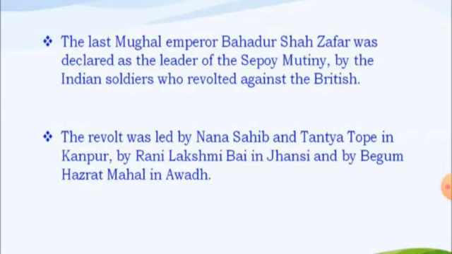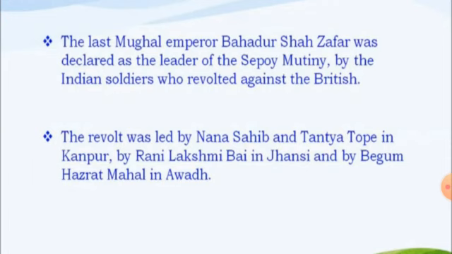The revolt started, see now how. The revolt started in Meerut, and spread to northern and central India. The discontented farmers, weavers, and other Indians also took part in this revolt. The last Mughal emperor, remember this, my dear kids, who was he? Bahadur Shah Zafar was declared as the leader of the Sepoy Mutiny by the Indian soldiers who revolted against the British.